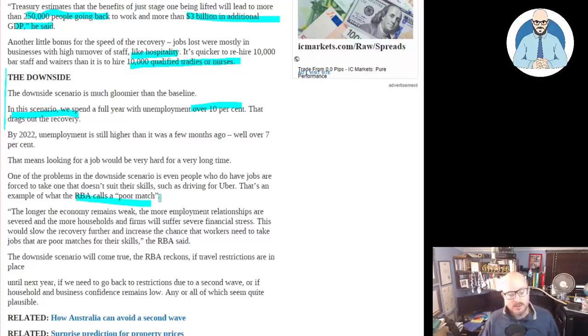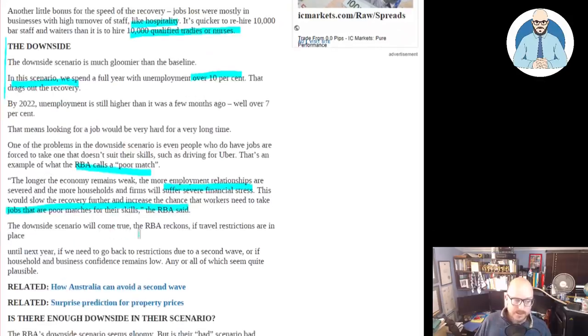The longer the economy remains weak, the more employment relationships are severed, and the more households and firms will suffer severe financial stress. This would slow the recovery further and increase the chance that workers need to take jobs that are poor matches for their skills, the RBA said. The downside scenario will come true, the RBA reckons, if travel restrictions are in place until next year.